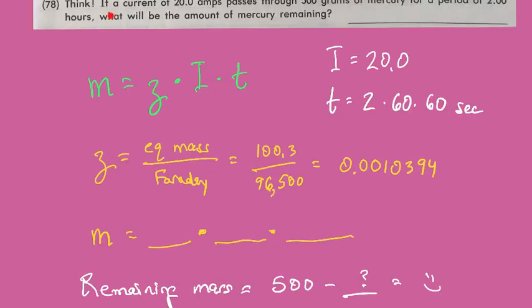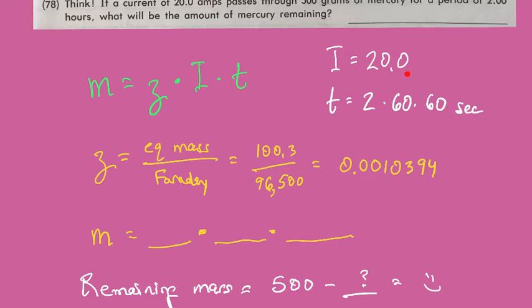The problem says if a current of 20 amps passes through 500 grams of mercury for a period of 2 hours, what will be the amount of mercury remaining? Now, normally we are solving for M. M is the mass that is being liberated. And the formula for that is the mass liberated is Z times I, which is current, times T, which is time. Now the current is given, 20 amps.